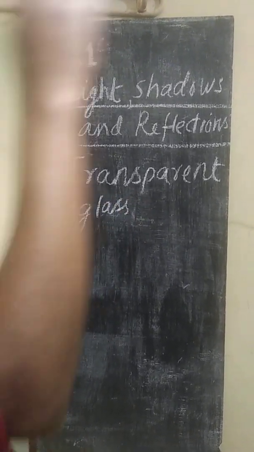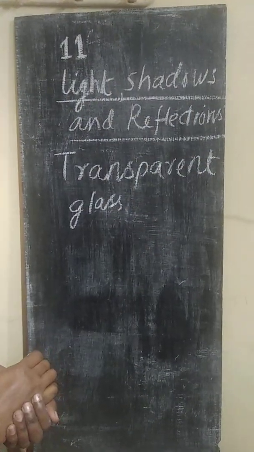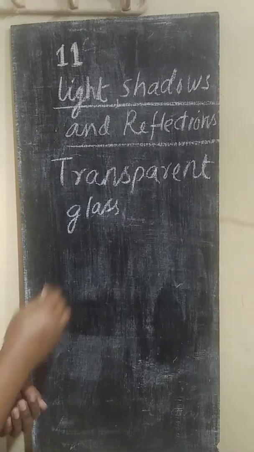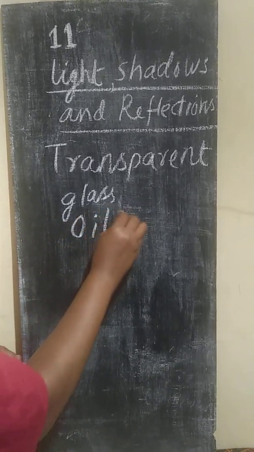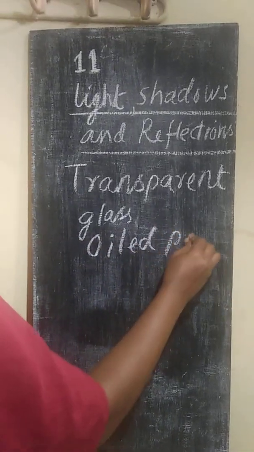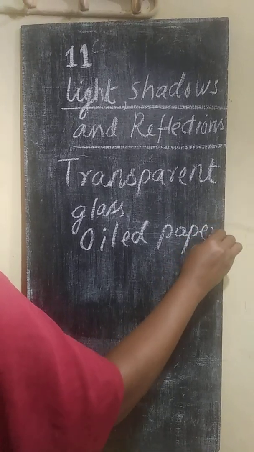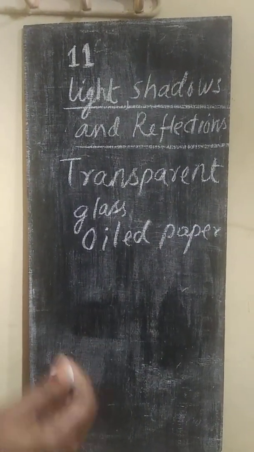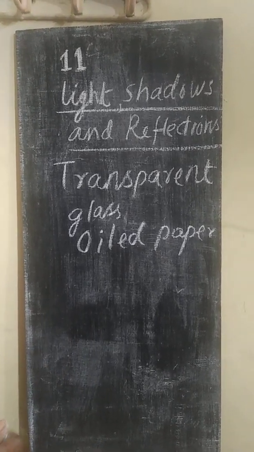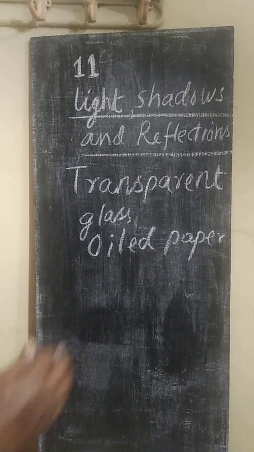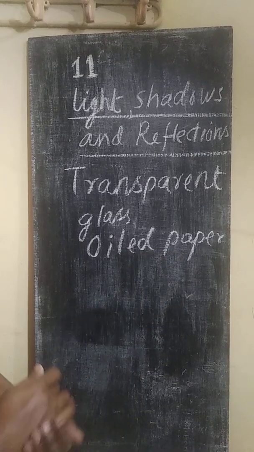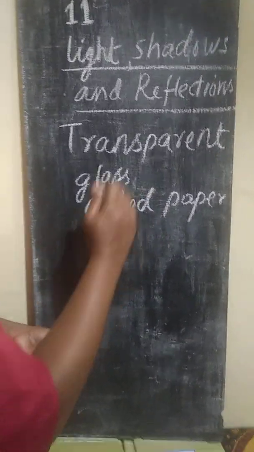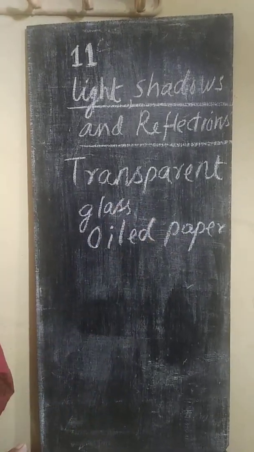Through glass we can see other objects. Looking through the glass, the other things are visible. Then oiled paper is also transparent. What is oiled paper? A tracing paper. Or we can make oiled paper by putting some oil on the normal type of paper. So oiled paper is also very transparent. Light can easily pass through, or we can see other objects through oiled paper.